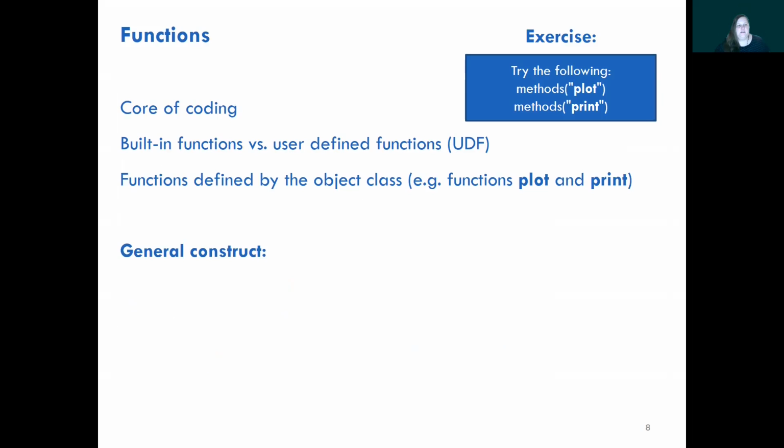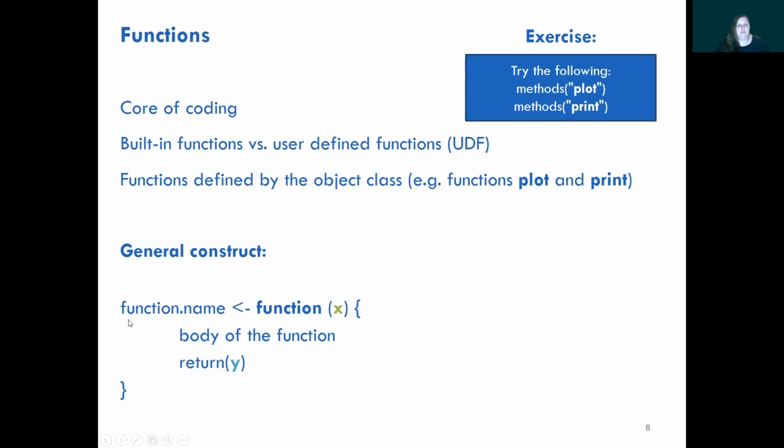So back to the functions. A general construct of a function is this here. You can start by writing function and then assigning it to a name of choice. You can basically write whatever. You might want to check if the name is already taken so that you do not overwrite any of the functions that belong to either base R or any of the packages.